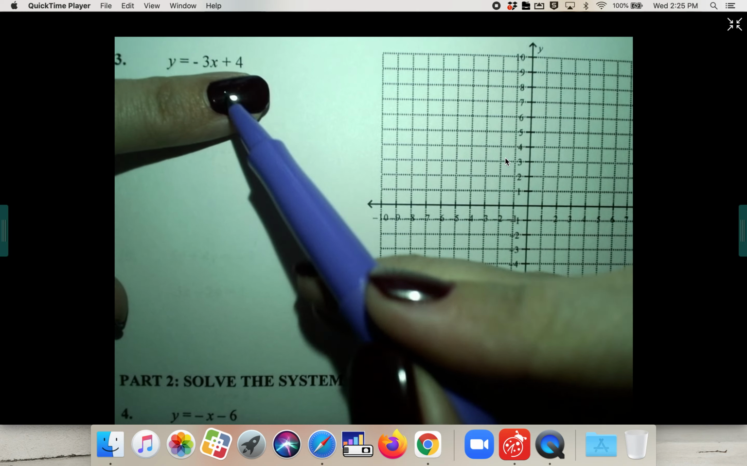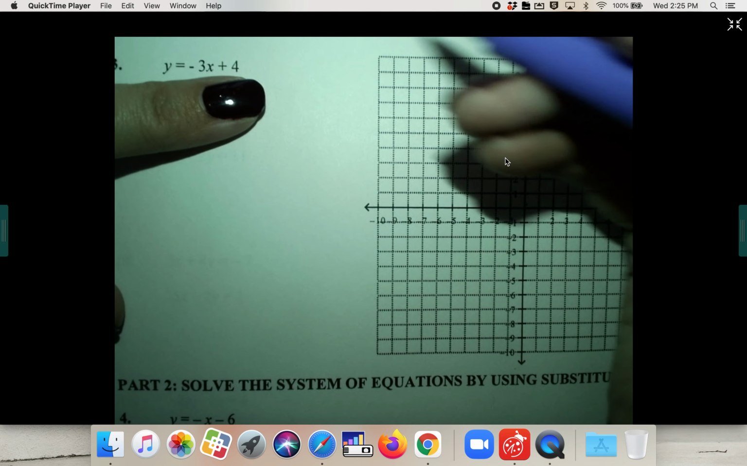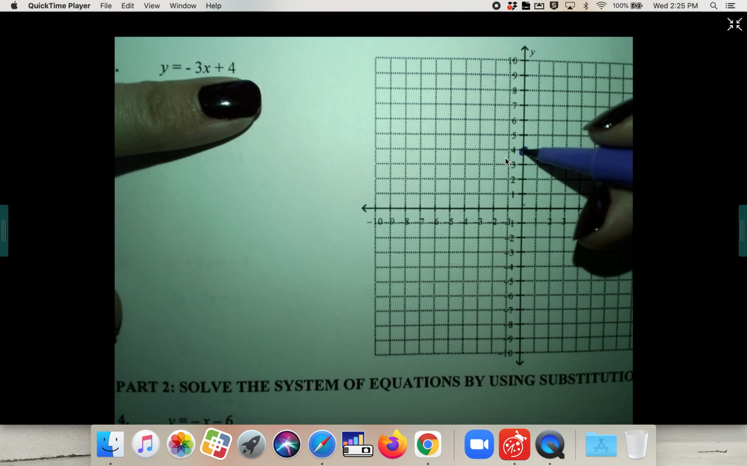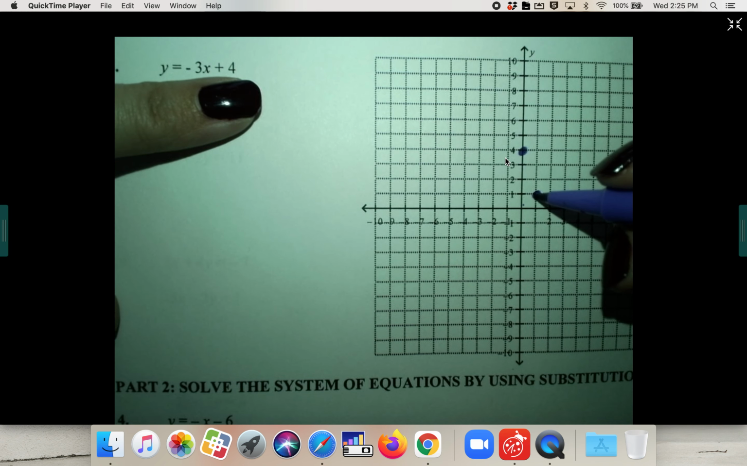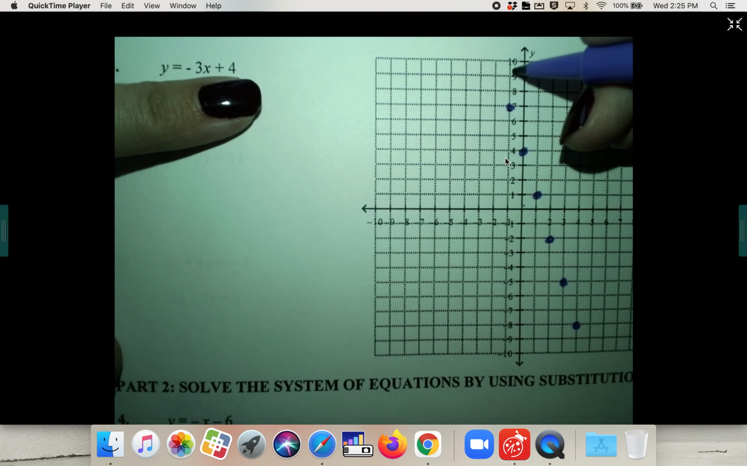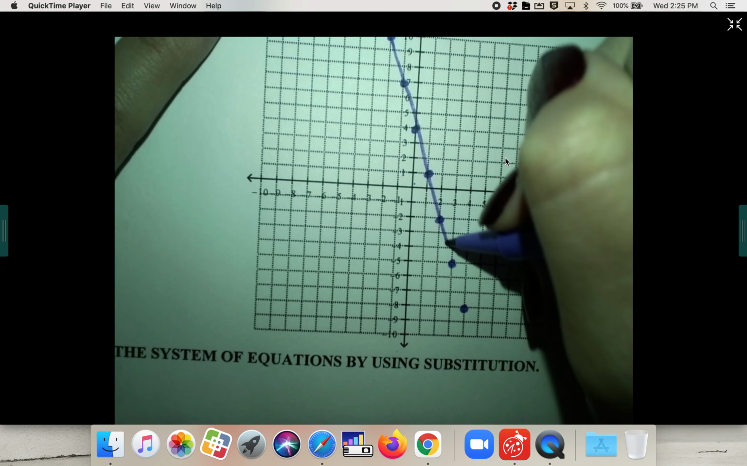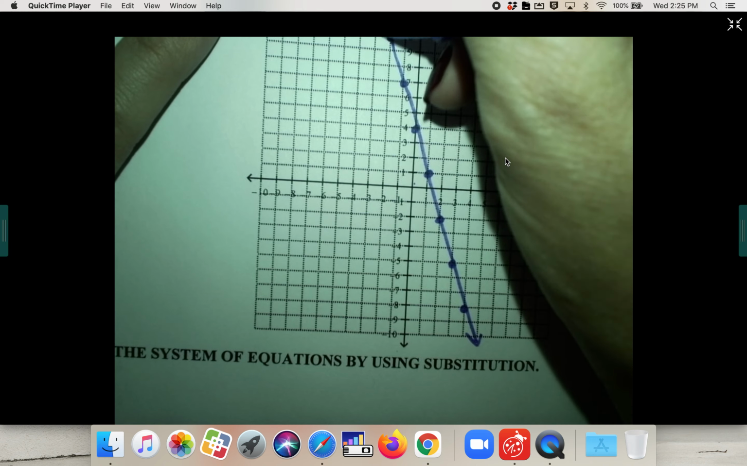So we're going to put a dot at 4 on the y-axis because that is the y-intercept. And the slope is negative 3, so I'm gonna go down 3 over 1. Don't forget, negative means you go down and then to the right. Okay, down 3 over 1. I'm gonna go back and finish the dots in the other direction to make as straight of a line as I can. Ooh, a little rough.